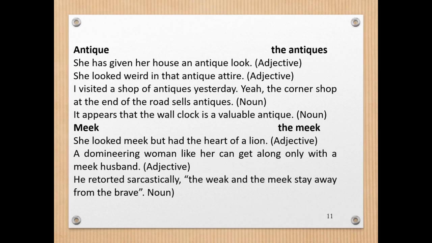He retorted sarcastically, the weak and the meek stay away from the brave. The weak and the meek. So the weak and the meek are used as a noun. Stay away from the brave. When you have the added, that means they are used as a noun. Okay. The poor, the rich, the weak, the meek, the brave. When you have this definite article added before these words, then they are converted into nouns.